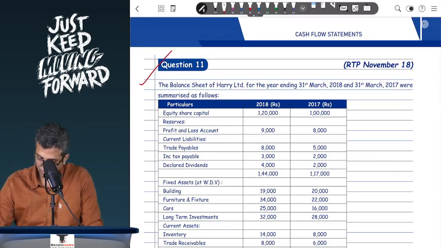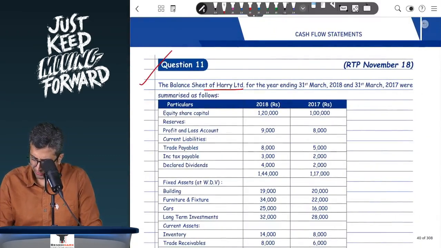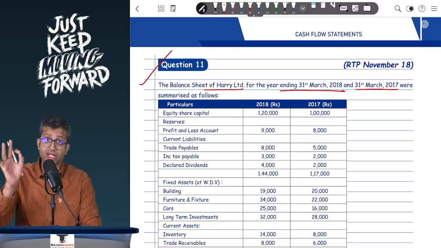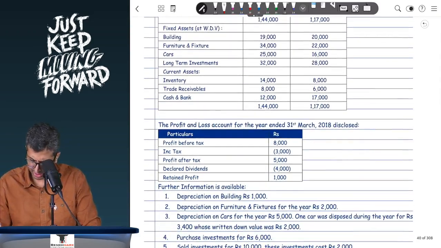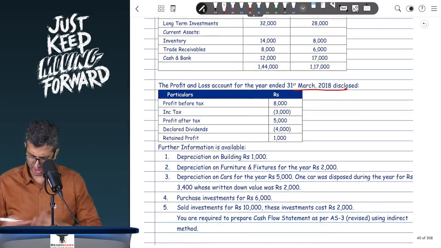Again, I think a manageable question. The balance sheet of Harry for the year ended 31st March 18 and 31st March 17. Be very careful in the dates. First 18 is given, then 17 is given. It's summarized below, so you have the entire balance sheet. The profit and loss for the year ended 18 disclose the following. So this is similar to one of the questions that we just did.